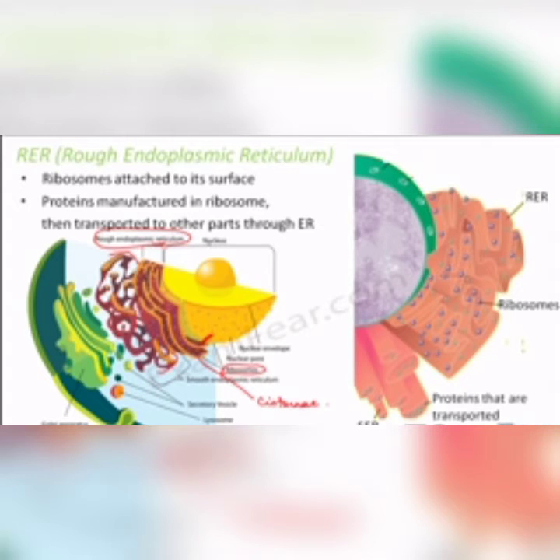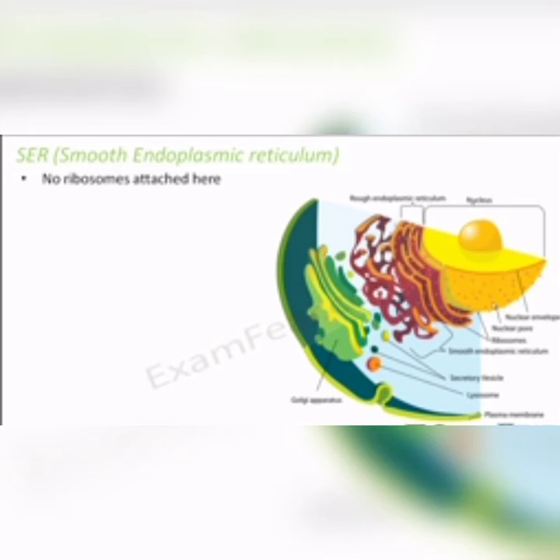So when you observe it even more closely, you can see the rough endoplasmic reticulum with the ribosomes on it, the blue colored structures. Now talking about the smooth endoplasmic reticulum, there are no ribosomes attached here and therefore the surface is quite smooth. So if you see this portion, you do not see those dot structures. So they have a smooth surface.